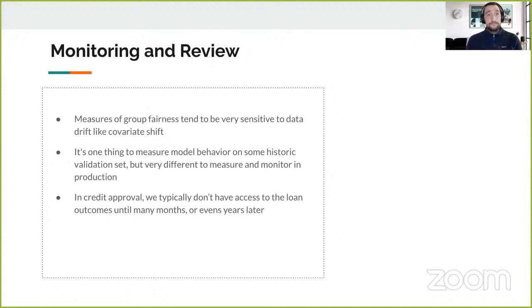Specifically in credit approval, we typically don't have access to loan outcomes until many months or even years later, because we don't know whether the loan will resolve or end in default until a later period. So there are a number of challenges here.